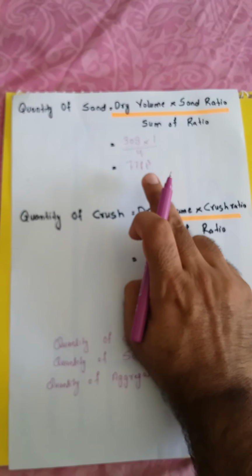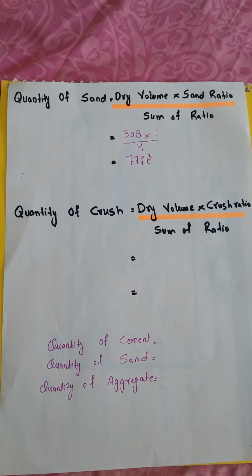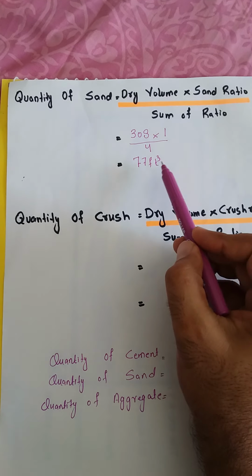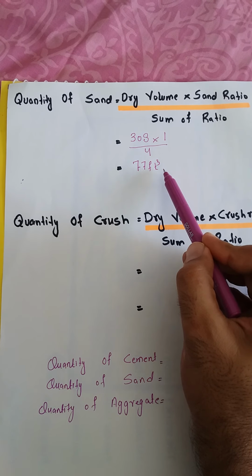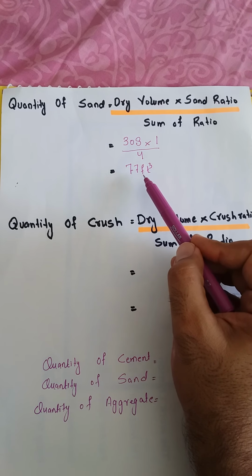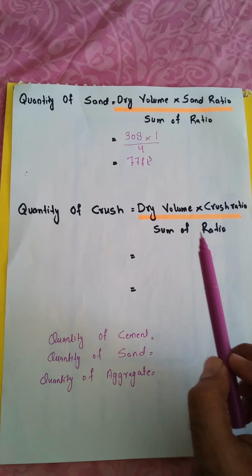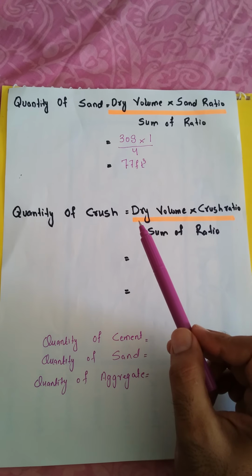So the quantity of sand required for the 20 by 20 feet slab is 77 cubic feet. We do not need to convert into any other factor because we can ask any vendor to give us 77 cubic feet of sand.